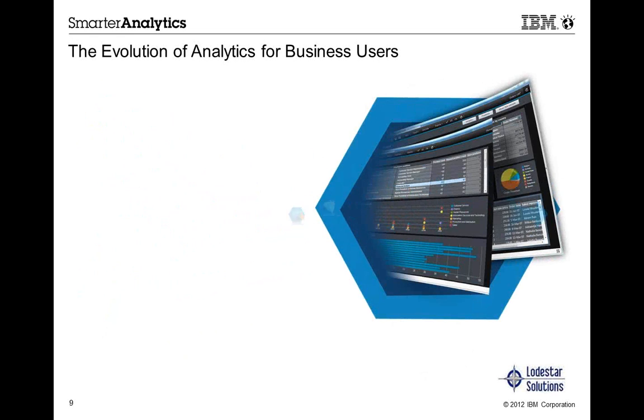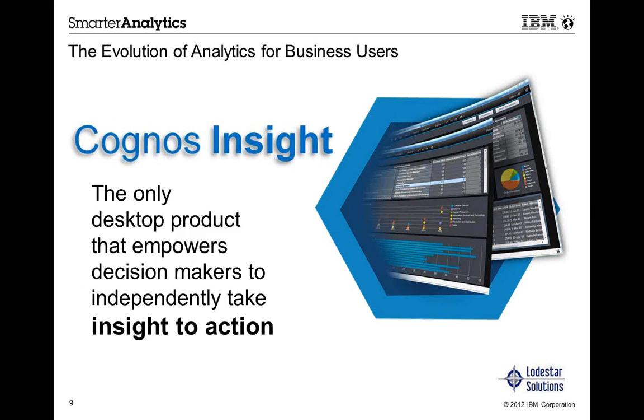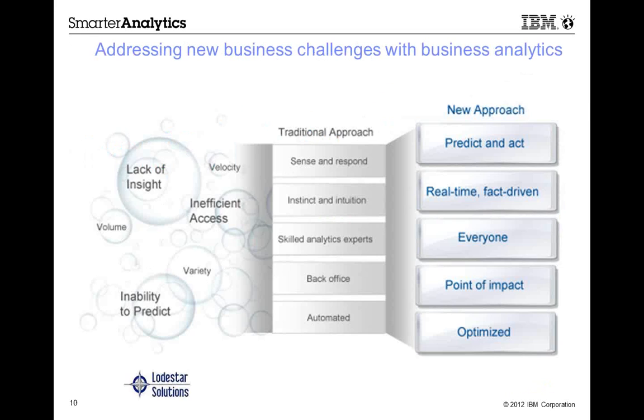So as we flow through this, Cognos Insight. Cognos Insight is the only desktop product that really empowers decision makers to independently take insight to action. What do we mean by that? It's really a hybrid of a dashboard along with a Team 1 cube. So you're going to get the capability to do what-if analysis. You've got write-back capability, but you also get beautiful visualizations. You've got charting capabilities, the ability to interact directly with a chart, so adjust numbers via a chart versus having to use a cross tab. And I'll show you that throughout the demonstration.